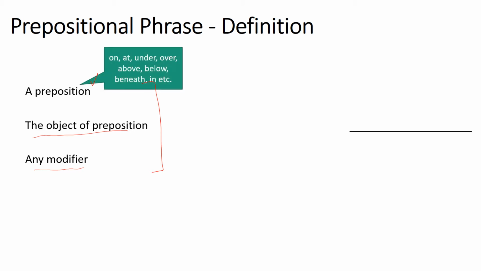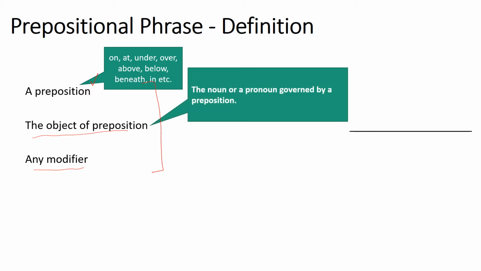Now what is a preposition? A preposition is a word like on, at, under, over, above, below, etc., and I will make a separate video for the prepositions inshallah soon. Now what is the object of a preposition? What is meant by the object of a preposition? The noun or a pronoun governed by a preposition is the object of preposition.